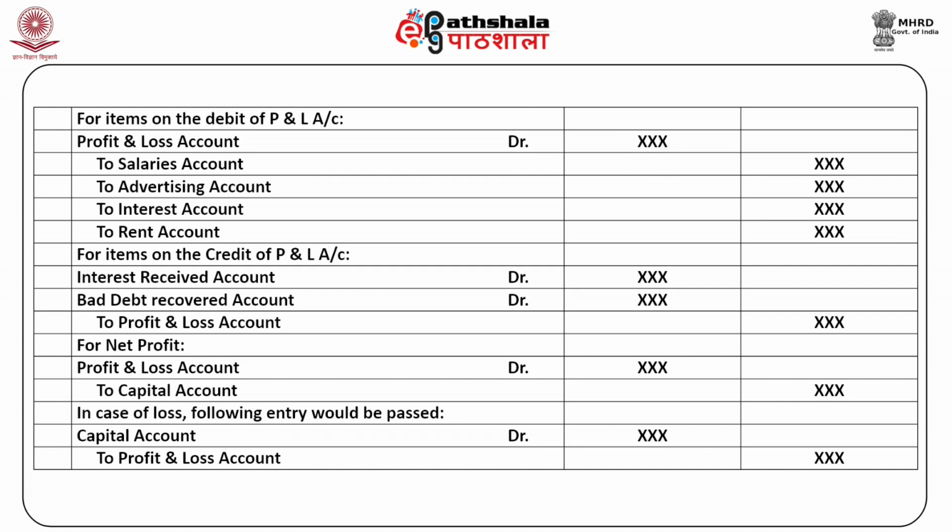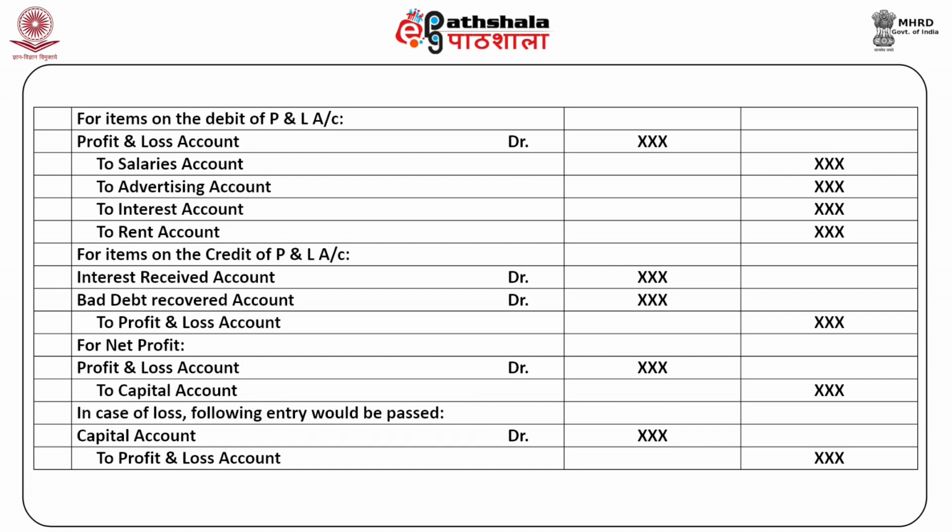Closing entries in respect of profit and loss account. The following are the relevant closing entries. 1. For items on the debit of P&L account, profit and loss account is debited to the credit of salaries account, advertisement account, interest account, rent account. 2. For items on the credit of P&L account, interest received account debited, bad debts recovered account debited to the credit of profit and loss account.